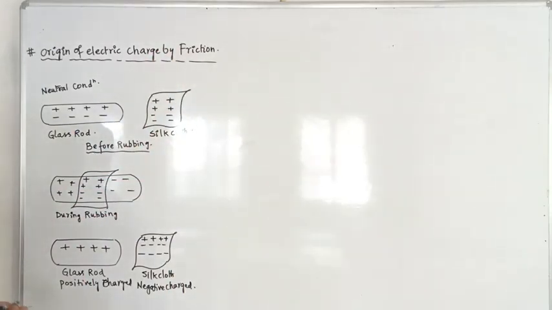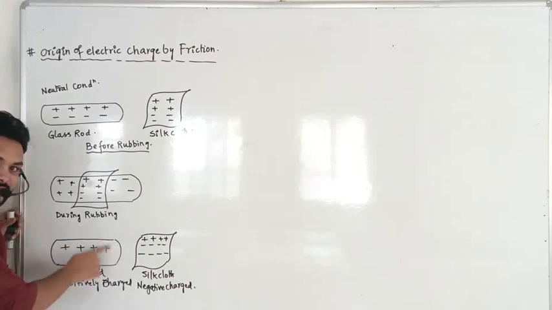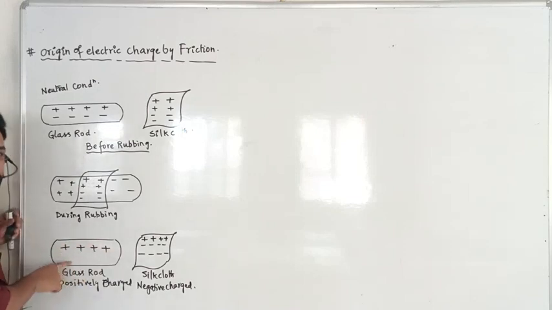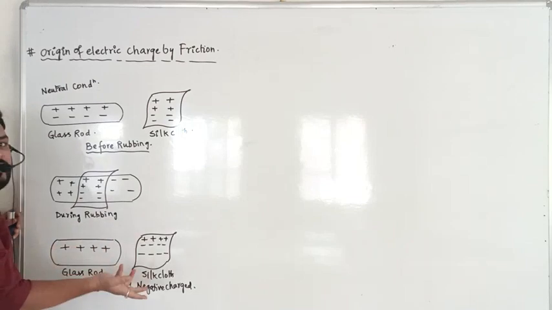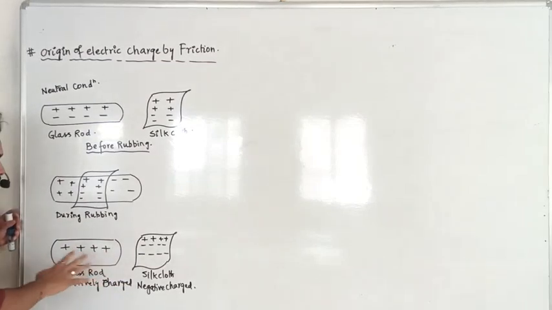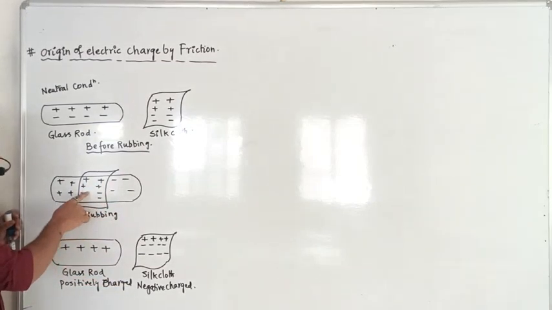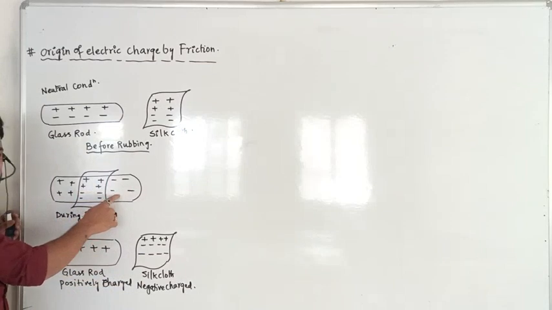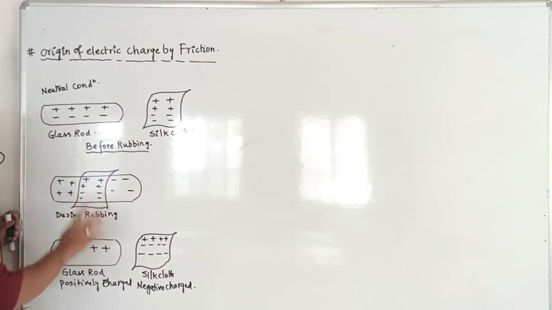Understood? See here. Whenever there is a loss of electrons, that body becomes positively charged. Whenever there is a gain of electrons, that body becomes negatively charged. When the glass rod is rubbed with the silk cloth, the glass rod becomes positively charged and the silk cloth becomes negatively charged.